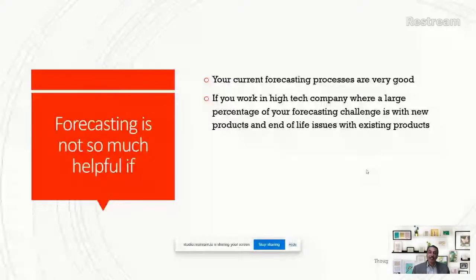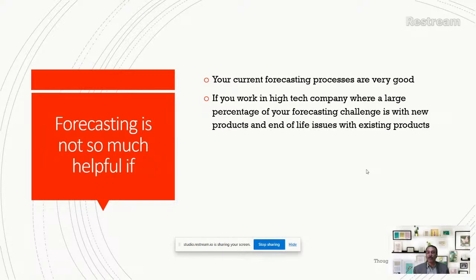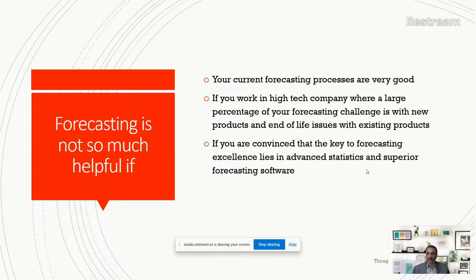The other possibility is you work in a high-tech company where a large percentage of your forecasting challenge is with new products and the end-of-life issues with existing products. You can take the mobile market, for example. A new product is launched once in 6 months, so they have a different issue: how to handle the end of life and then introduce a new product. So forecasting is not so critical for them because the existing volume will continue, so they may not depend much on forecasting.